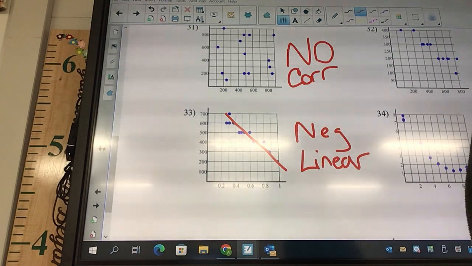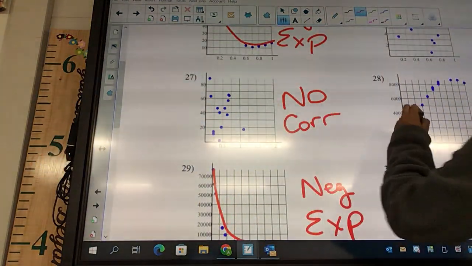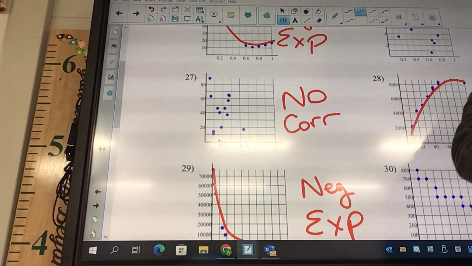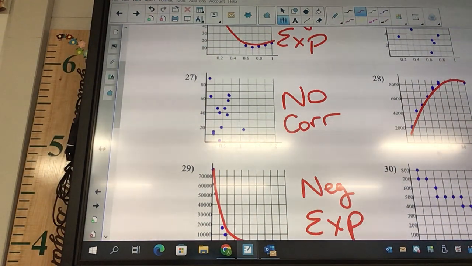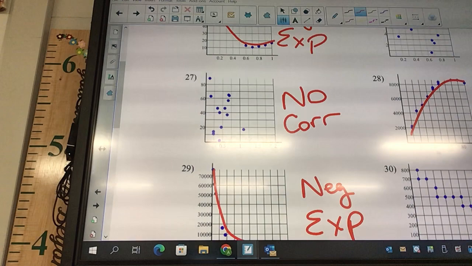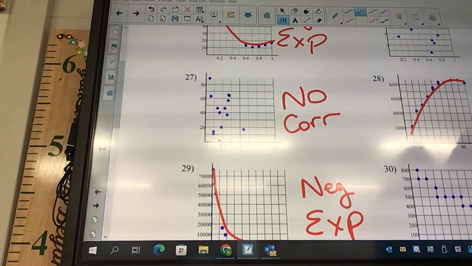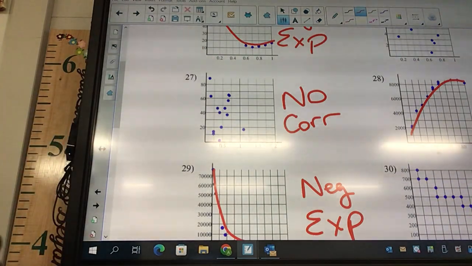Look at number 28. It's going positive for sure. What shape is that? It's going to be quadratic. Even though it kind of cuts off, if you would finish it, it would make that U shape. Exponential goes from really slow and then shoots way up. Quadratic goes a little bit slower. So this is quadratic, and I really wouldn't mark it wrong today if you did exponential, because those two are hard to tell with just the dots.